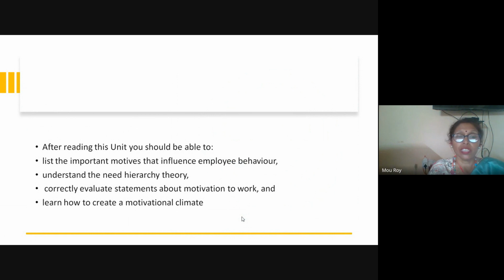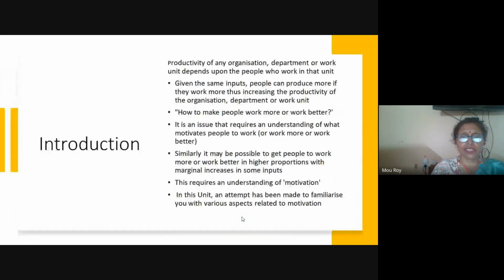Okay. Then understand the hierarchy theory, correctly evaluate statements about motivation to work, and learn how to create a motivational climate. You should have a motivational culture, work environment. That is very essential. So with motivation and productivity, why is it very important?